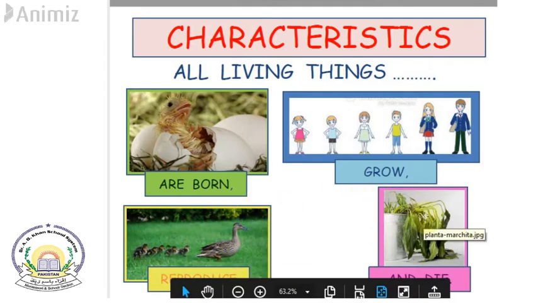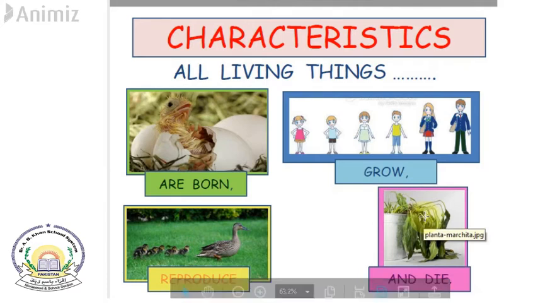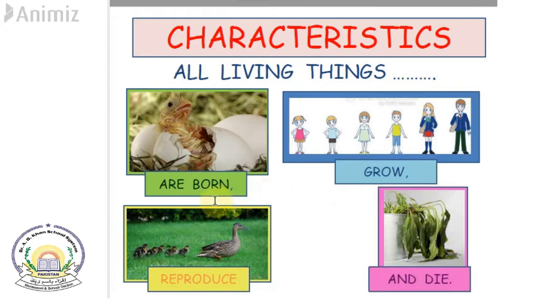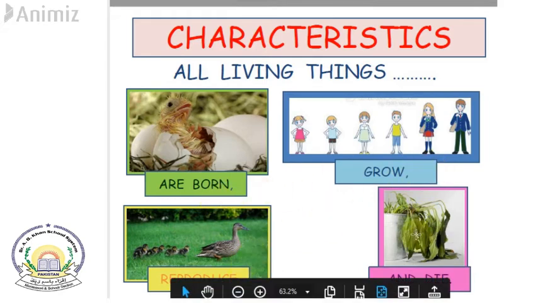A plant also needs water, air and food. So living things are born, they grow, they reproduce and they die. These are the characteristics of living things.